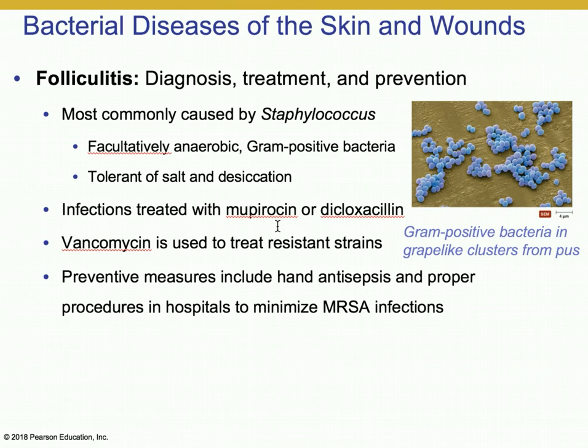So of particular concern are MRSA strains, or methicillin-resistant Staph aureus. Most of these can still be treated with vancomycin, but of course prevention should be a priority. So hand washing and other types of antisepsis to prevent transfer of staph between different patients.